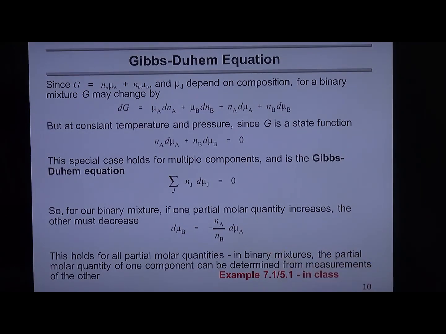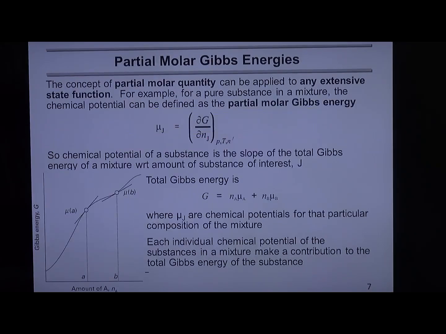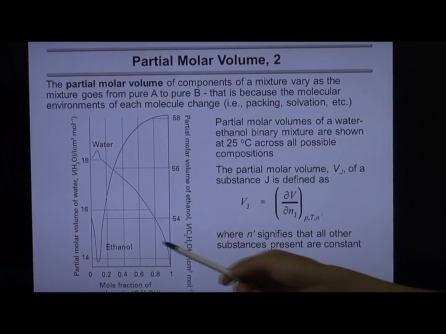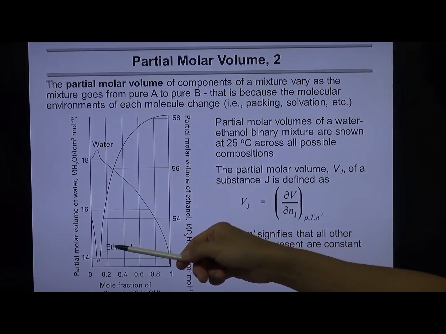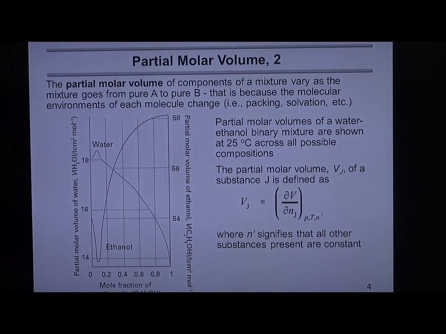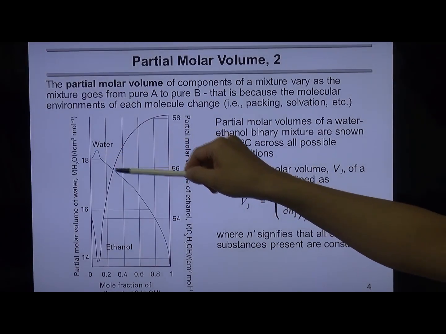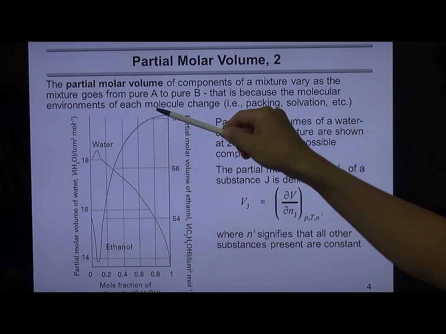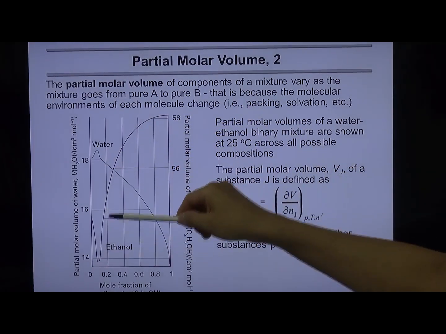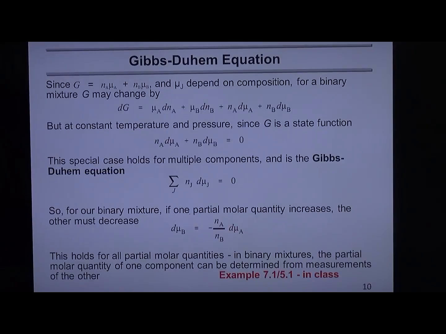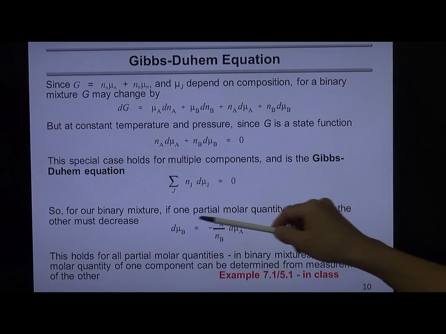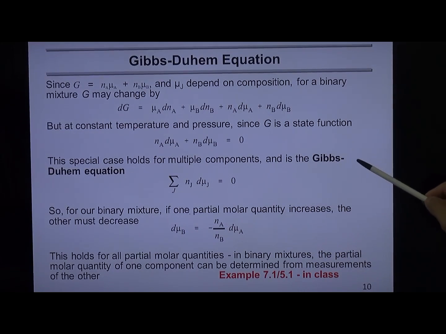Actually, we have already seen this when we saw the partial molar volume of water and ethanol. Partial molar volume of water, blue line. Partial molar volume of ethanol, red line. When the partial molar volume of water decreases, the partial molar volume of ethanol increases. Increases, decreases. They are interrelated. All partial molar properties, not only chemical potential, are interrelated. That is the meaning of the Gibbs-Duhem equation.